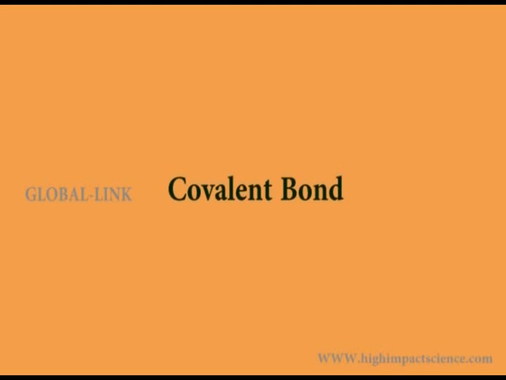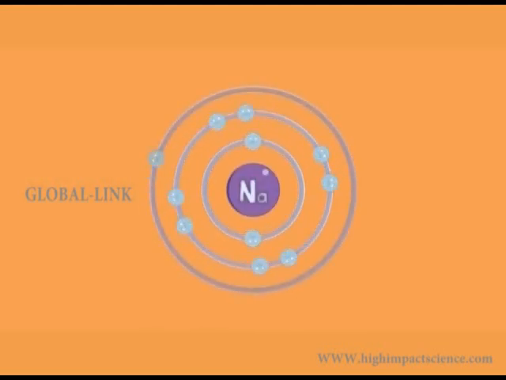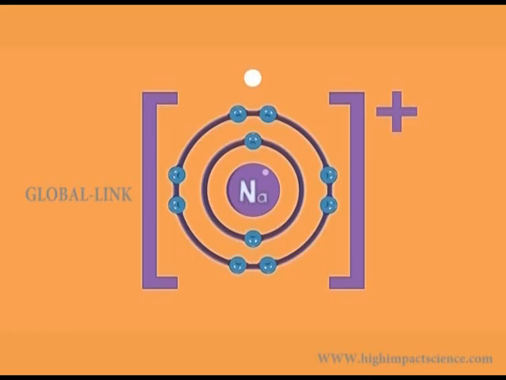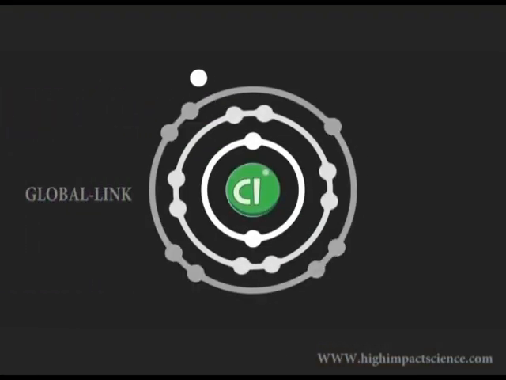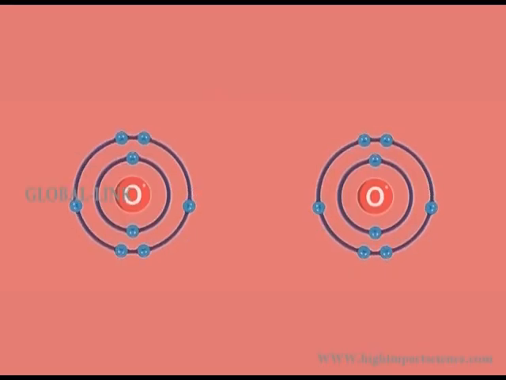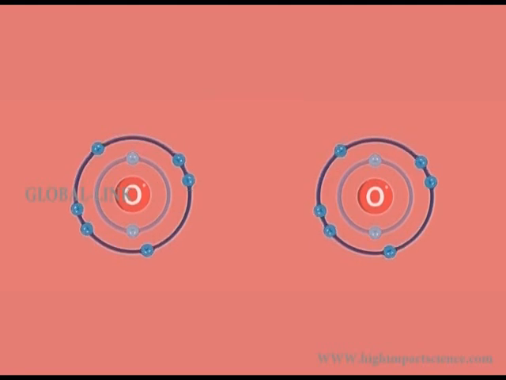Covalent bonds. We have seen that ionic bonds are formed between metals and non-metals because metals are eager to lose electrons and non-metals are eager to gain the electrons. What about when non-metals react?